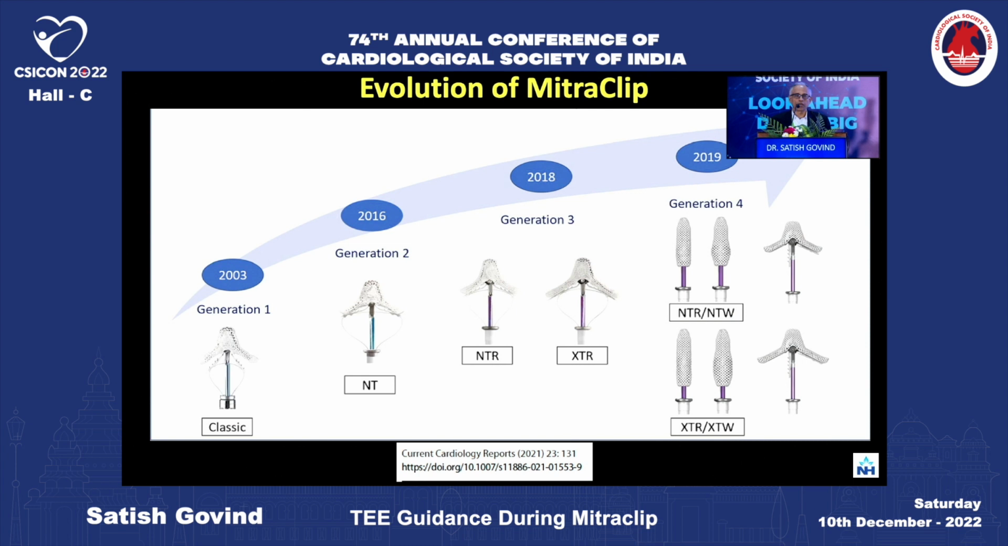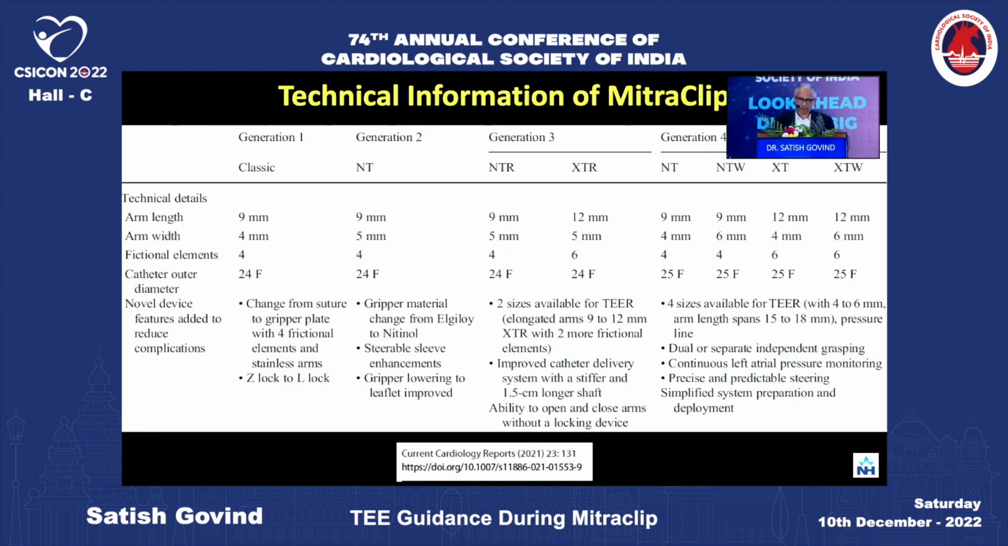Now, if you look at the clip itself, the choosing of the clip also has to happen. There are these 4 generations of clips which started from 2003, and now we are at a point where you have clips which are longer, wider, and more flexible. So they have these numbers and alphabets. Presently we are using the XTR, and then the NTW or the XTW are the bigger ones.